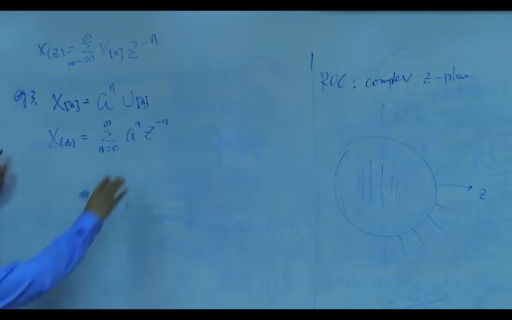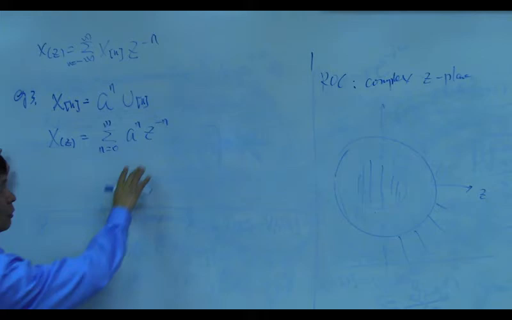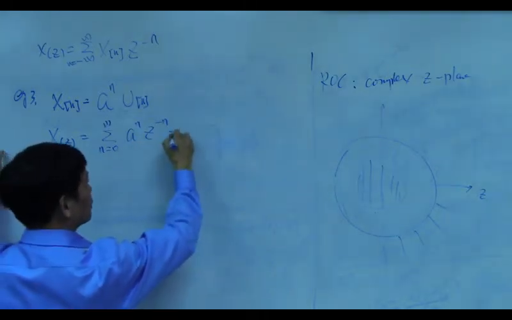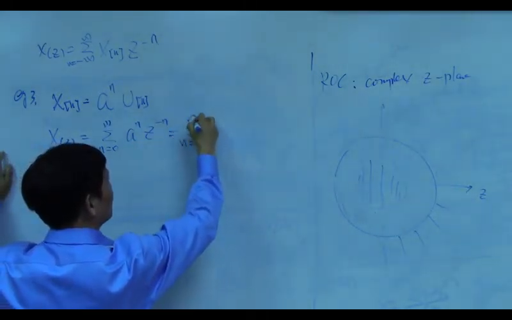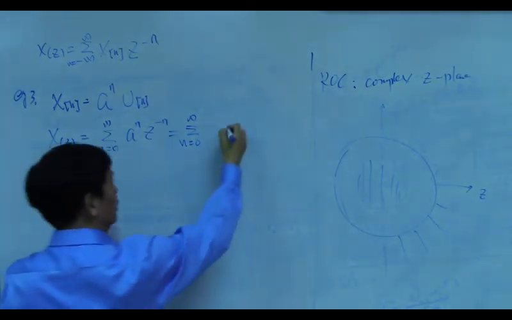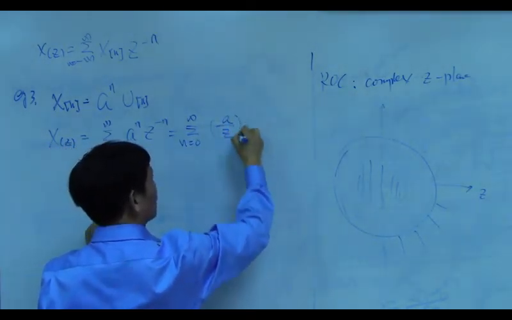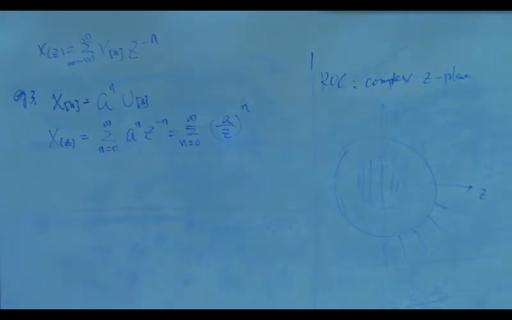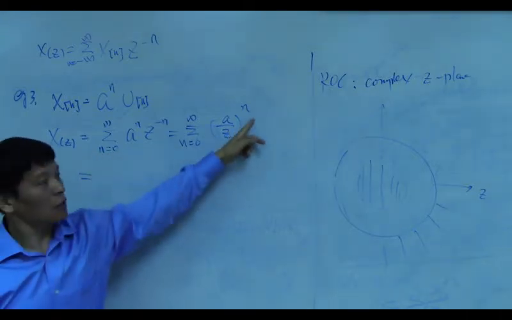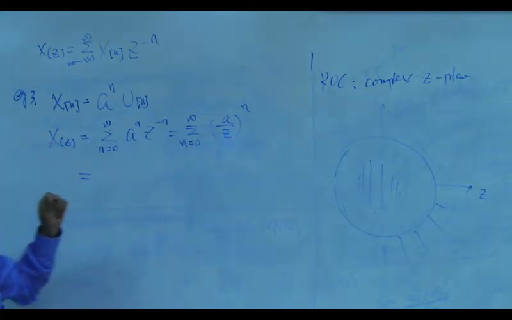Right. So this times this, what we do is we are going to combine these two terms. This will be the sum from n equals 0 to infinity, combine these two terms, so that will be a over z, then to the n. Right, so now let's see, what is the first term? N equal to 0. What's the first term? 1? Yes or no?